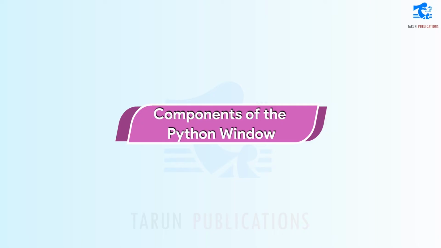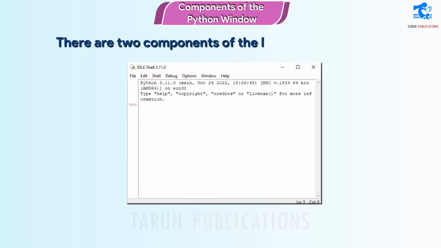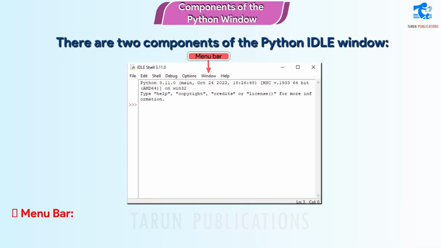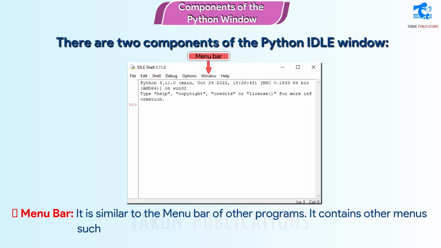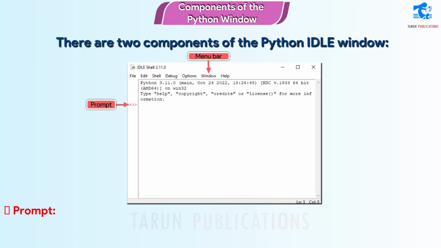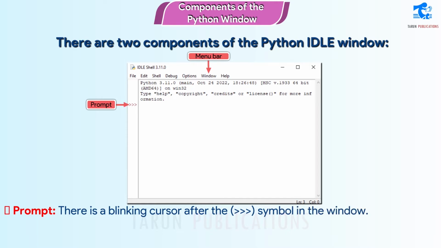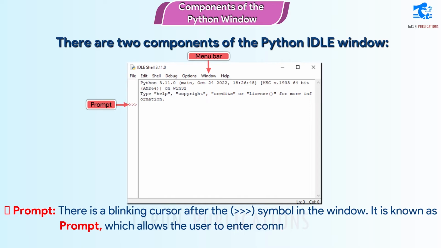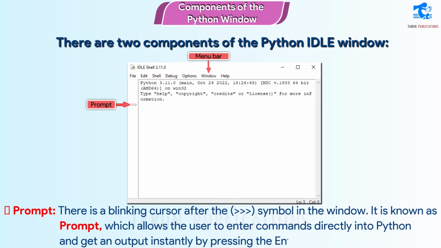Components of the Python window. There are two components of the Python IDLE window. Menu bar. It is similar to the menu bar of other programs. It contains other menus such as File, Edit, Shell, Debug, Options, Window and Help. Prompt. There is a blinking cursor after the symbol in the window. It is known as prompt, which allows the user to enter commands directly into Python and get an output instantly by pressing the Enter key.